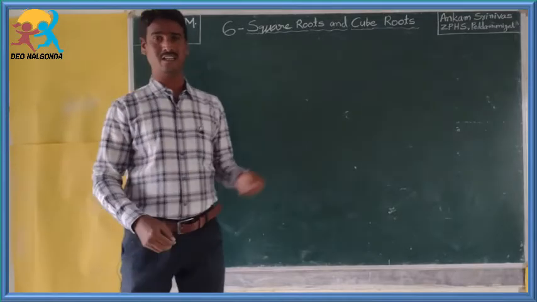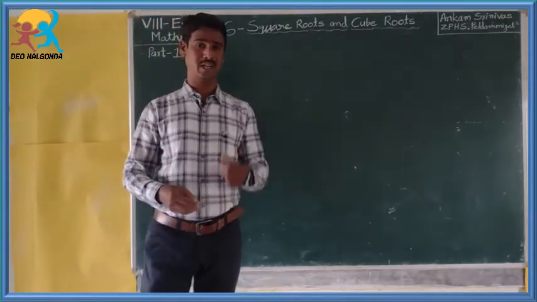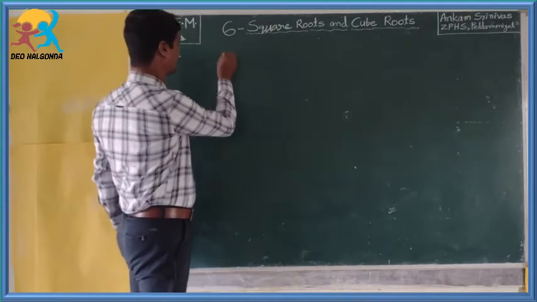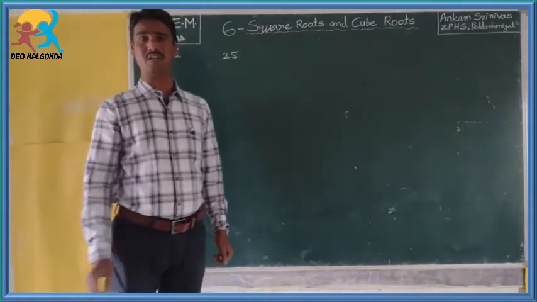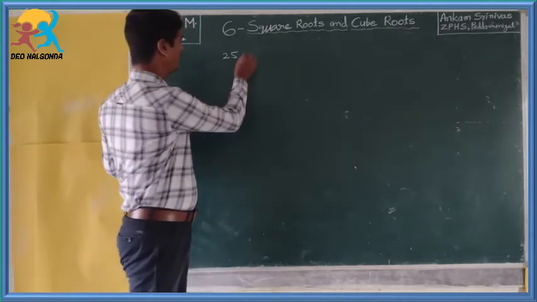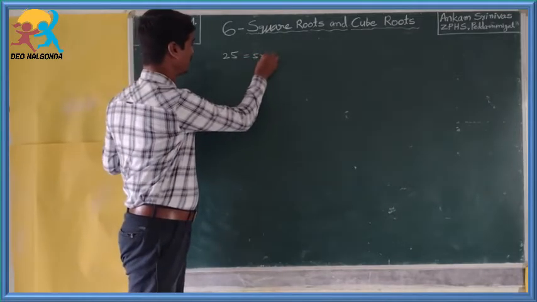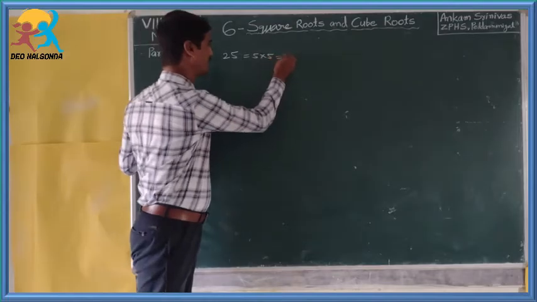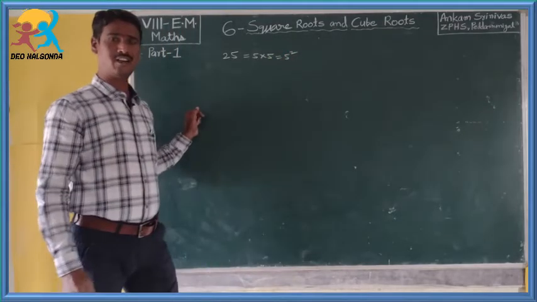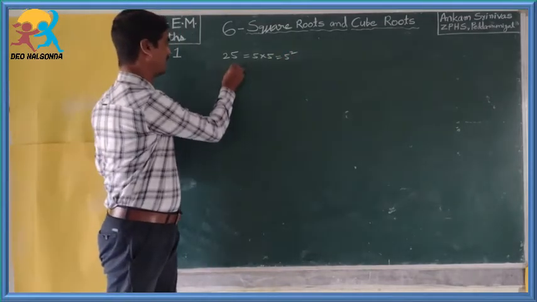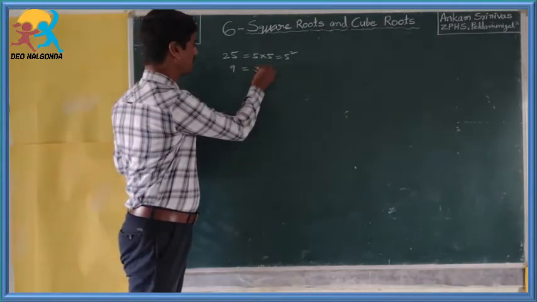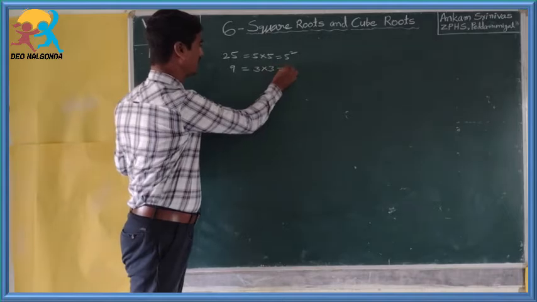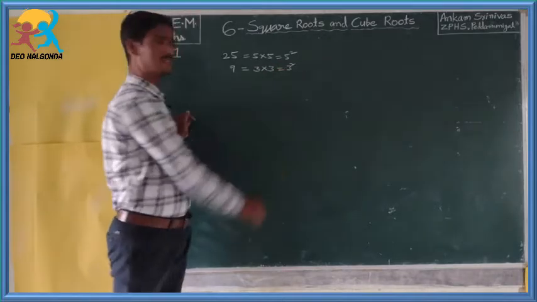Dear children, write some numbers here. I am going to write 25. 25 can be written as the product of two numbers, 5 into 5, and can be written as 5 square. Now I am taking the other number, 9. 9 can be written as the product of two same numbers, 3 into 3, equal to 3 square.